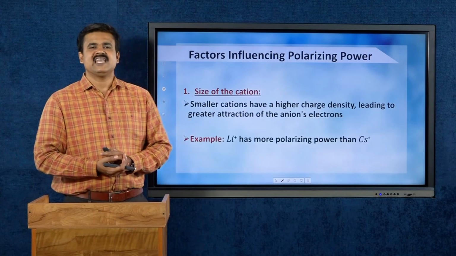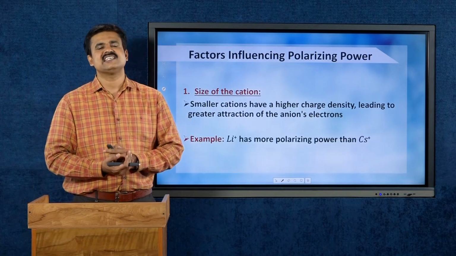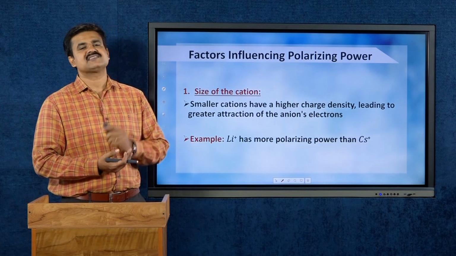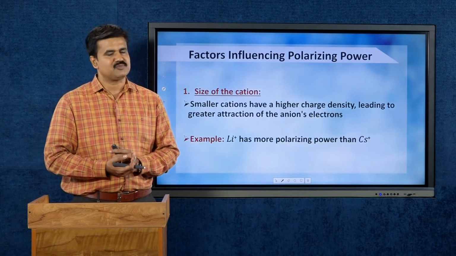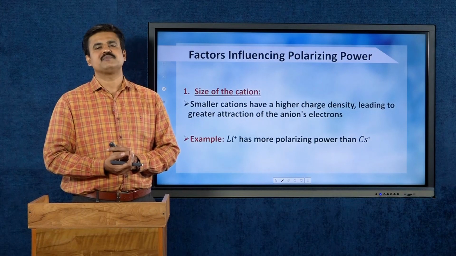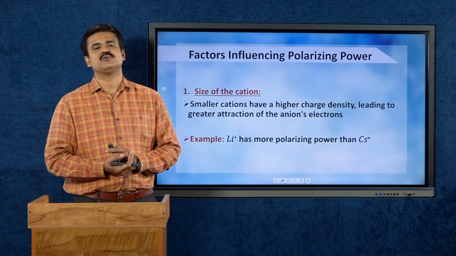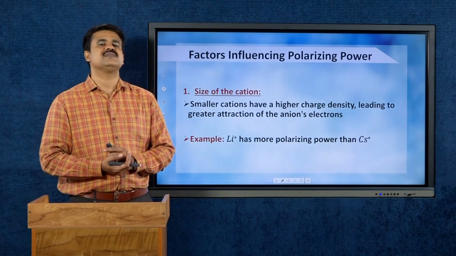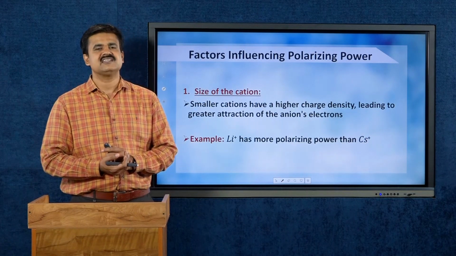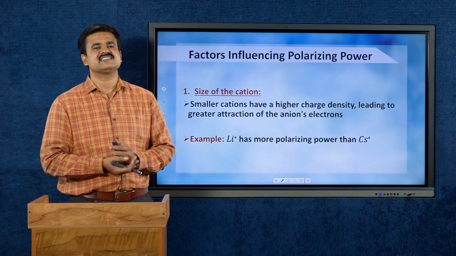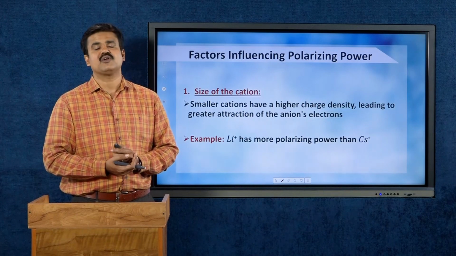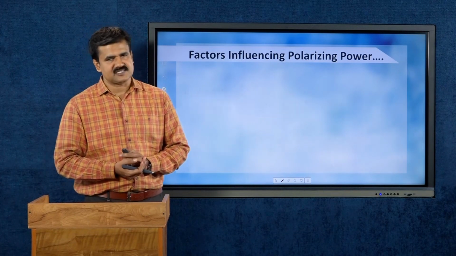Now, let us take Li plus and Cs plus for comparison. Li plus is smaller in size with only unit positive charge. In that group, Cs plus is the biggest cation with only unit positive charge. So, from the above points, it is very well clear that Li plus has high charge density and can have more polarizing power compared with Cs plus.